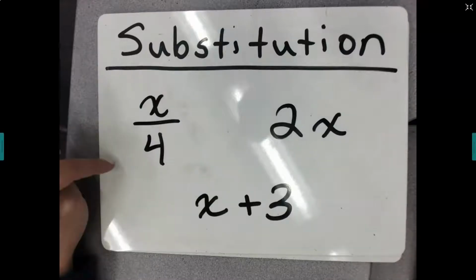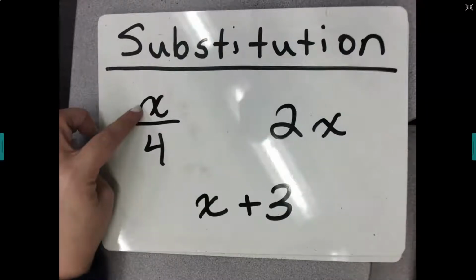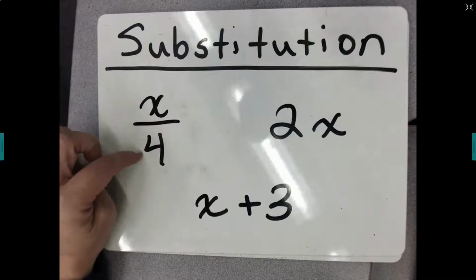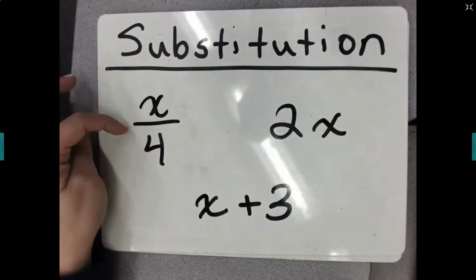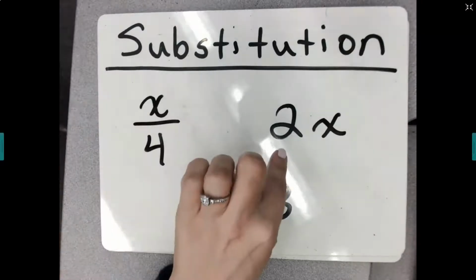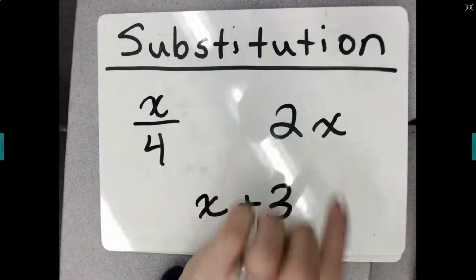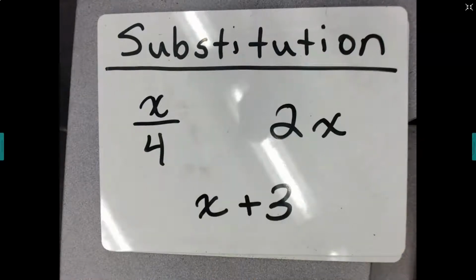In expressions like these, you have a variable, x, and then an operation that's being done to the variable. So here I have x divided by 4. This is 2x, which means 2 times x, and then this is x plus 3. We talked about variables being numbers, so x could be any number.